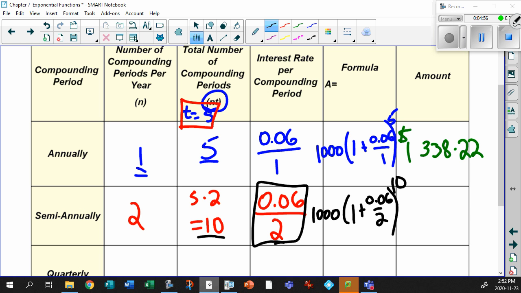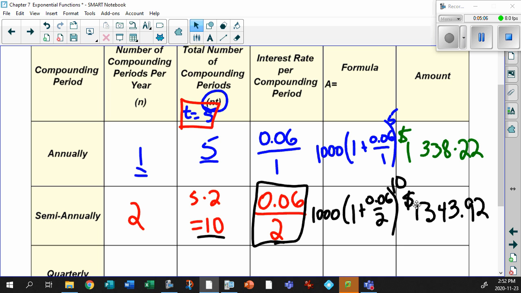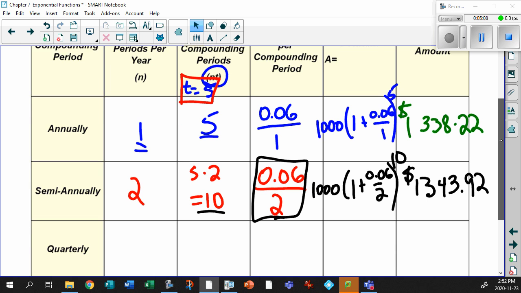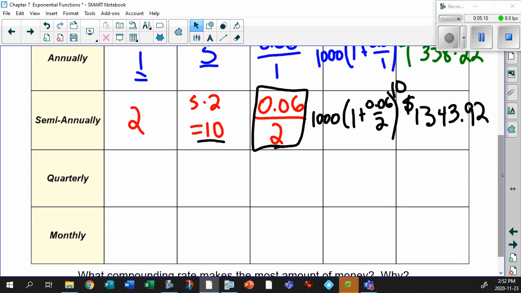Here we go. This is 1,343.92. Not bad. Not bad at all. Let's go to quarterly. This is where stock markets come in.